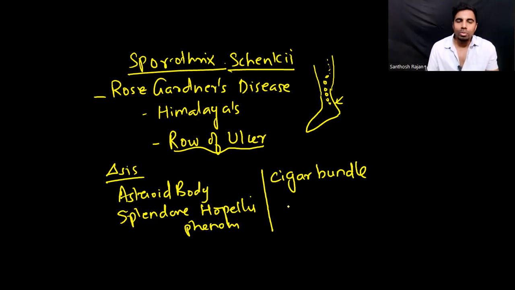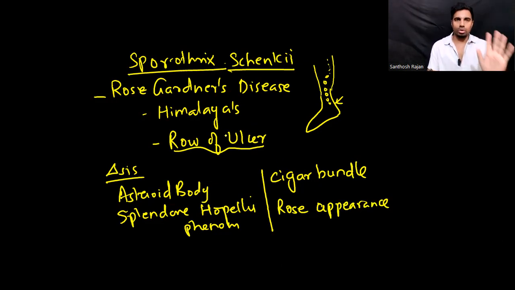Cigar bundle. And one more thing is that when you do an LPCB, what you are able to see is a rose appearance. Okay, rose flower appearance. Same thing. Again, it's coming. So Sporothrix, rose gardener, the rose garden, anything related to rose, you will answer. You will not make any mistake.